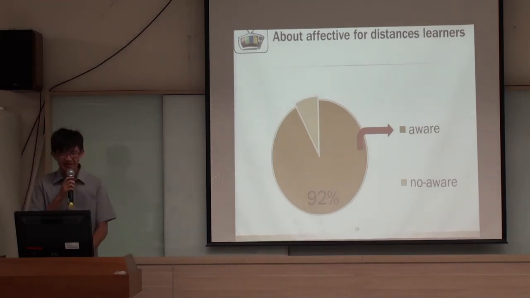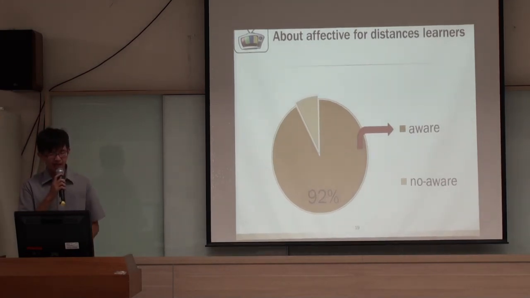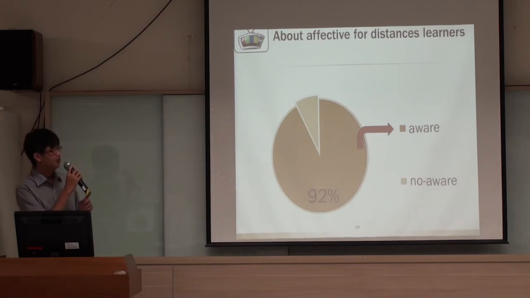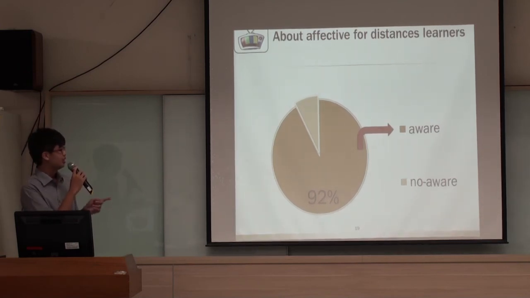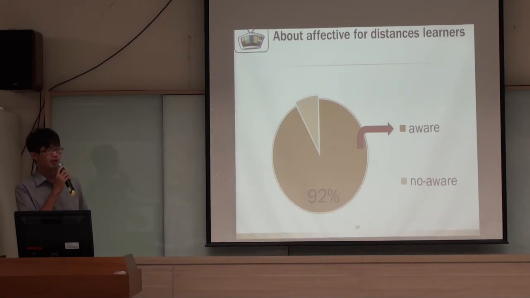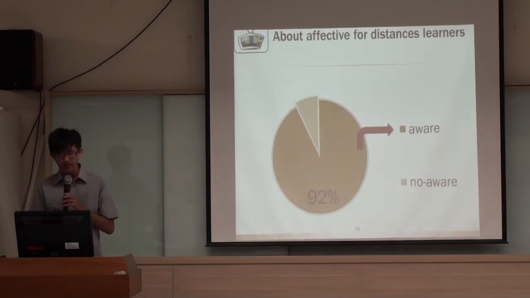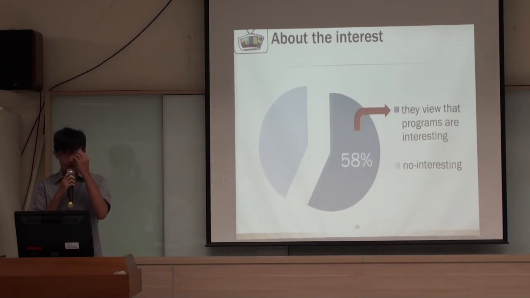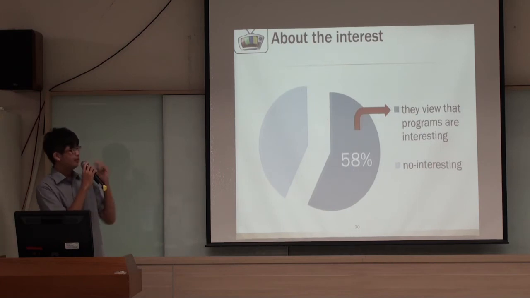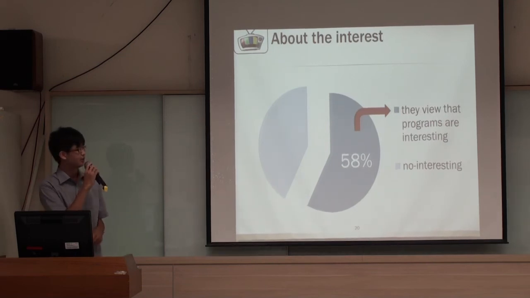Okay, the first part, effectiveness for distance learners, is about 92%. They were aware of the ETV programs. It means they receive the schedule of ETV programs and they watch them. Let's talk about interest. 58% view that the programs are interesting.